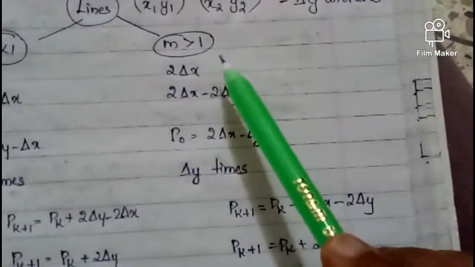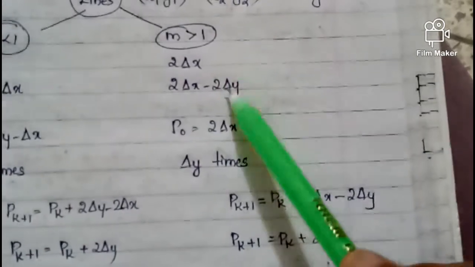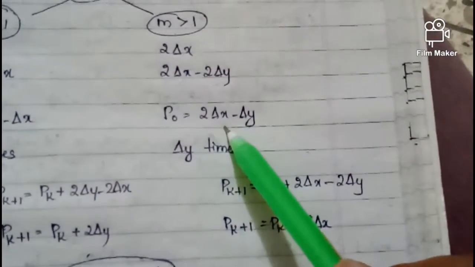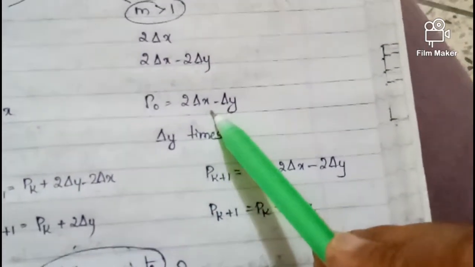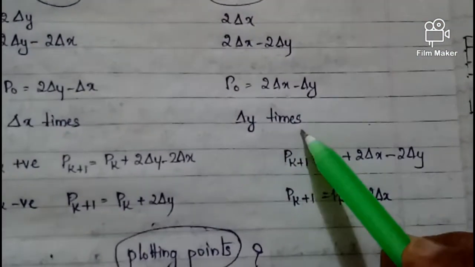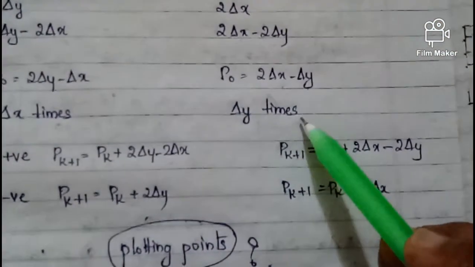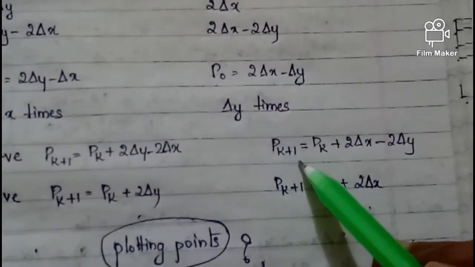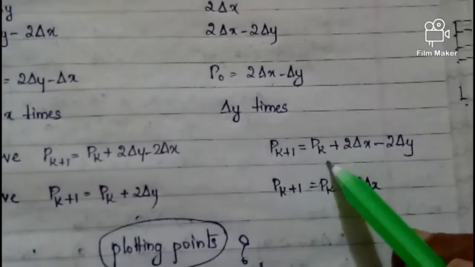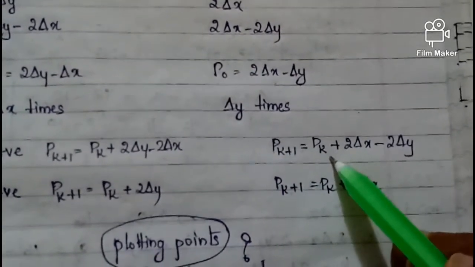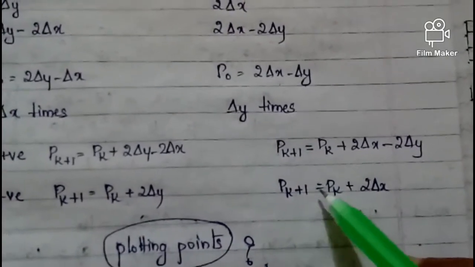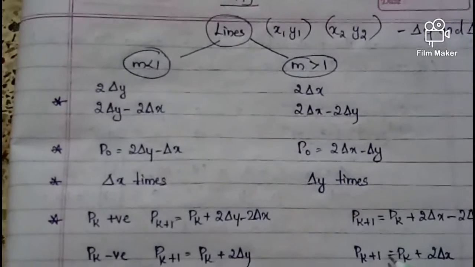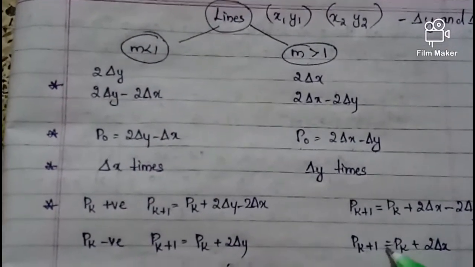Similarly, in the second algorithm, find these two constants. Use this equation to find the value of the initial decision parameter. Repeat the steps delta y times so that you can find all xy values that lie between the starting and ending points. In each iteration, if pk is positive, use this equation to find the next pk. And if pk is negative, use this equation to find pk plus 1. In this way, you can easily plot all the pixels between the line endpoints.